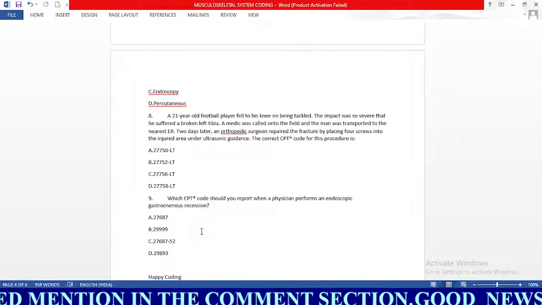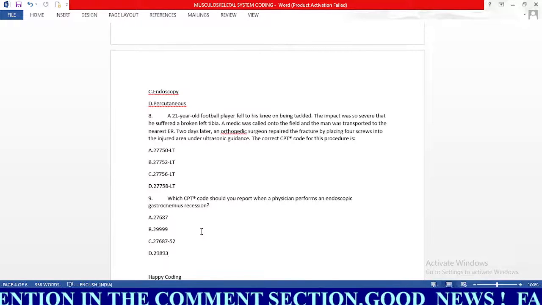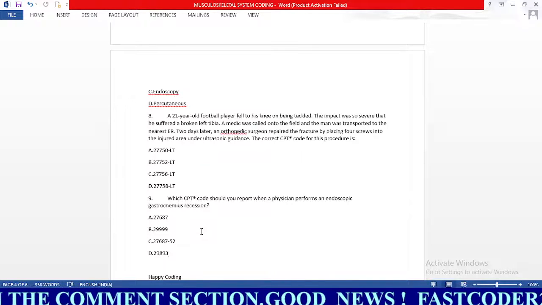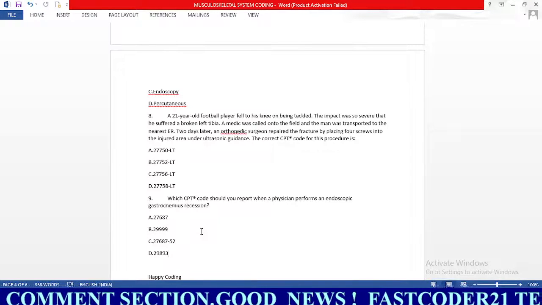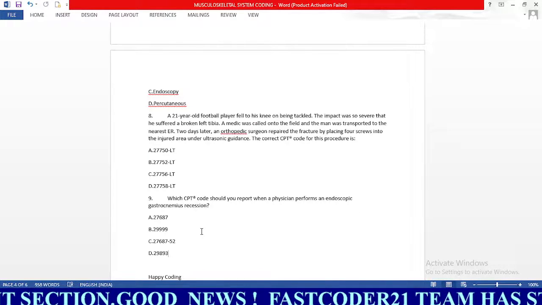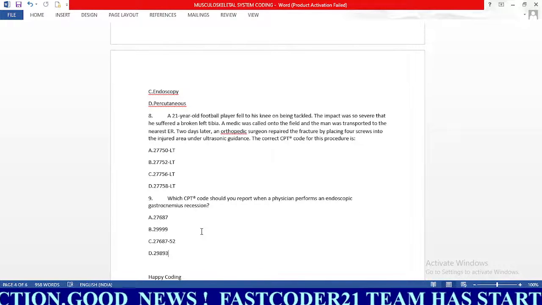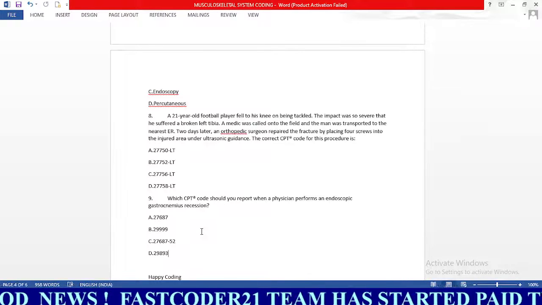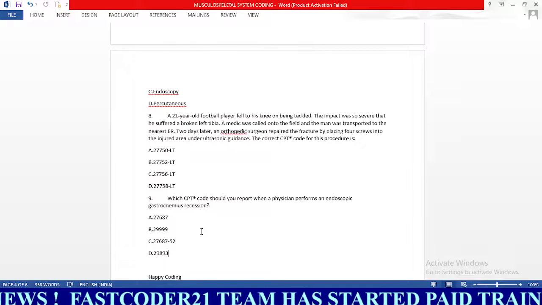So basically arthroscopy and endoscopy are both the same. Endoscopy is the common term for all scopy procedures. So arthroscopy means joint scopy. Endo means inside the joint. So 27687 is the open procedure. We can't code it for an endoscopic procedure.